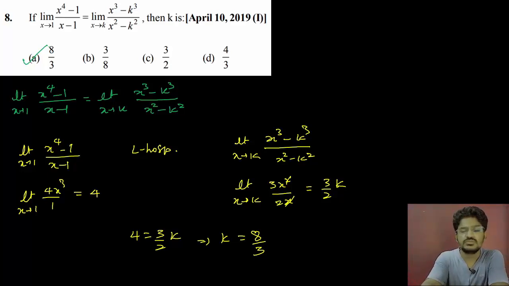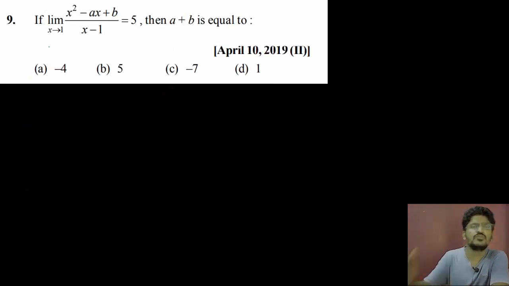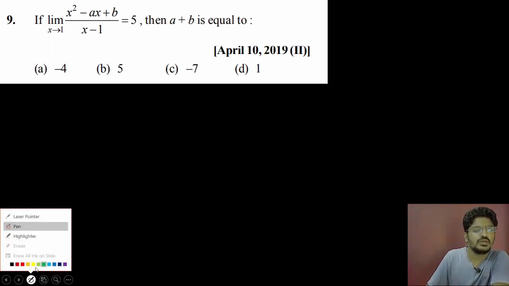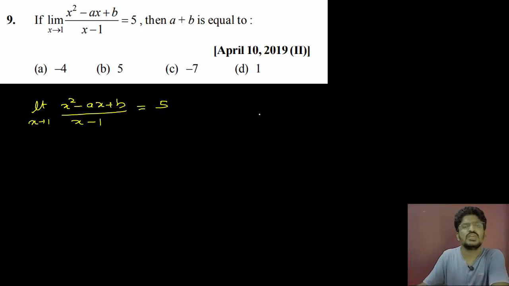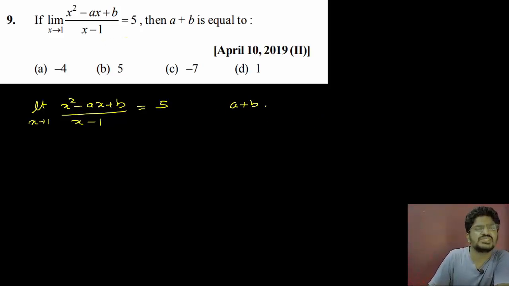Okay, very good. Now we can go for problem number 9. You can just see that problem number 9 is: if limit extending to 1 of x square minus ax plus b divided by x minus 1 is equal to 5, then what is a plus b, they are asking. So no problem, it's a very simple problem.